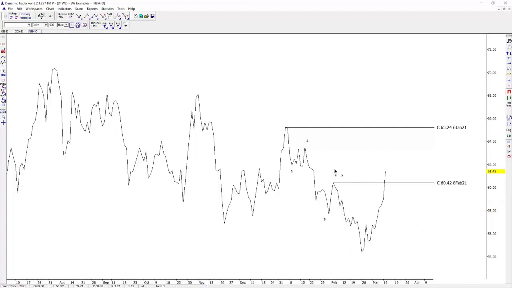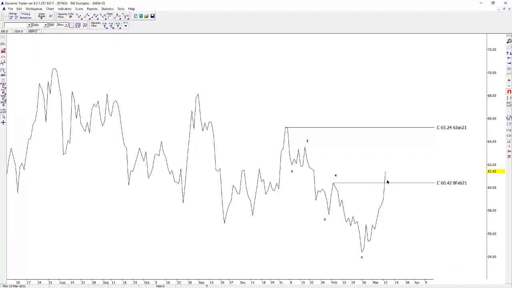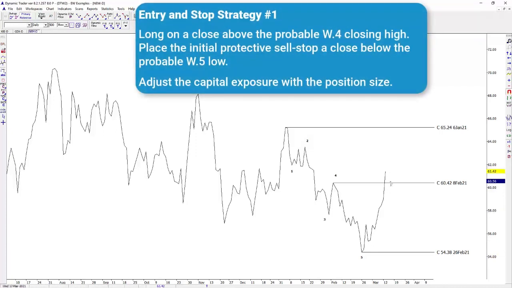This indicates that there should be a completed 5-wave. Let's put that in. So what's an entry strategy we might consider here? Well, one is, of course, closing above this high, and then our stop would be below this low. That's about 10% away from the high. Let me just put that low in, that close in. 54.38. And so it's going to be about a $6 stop on a $60 price. That's a bit on the high side.